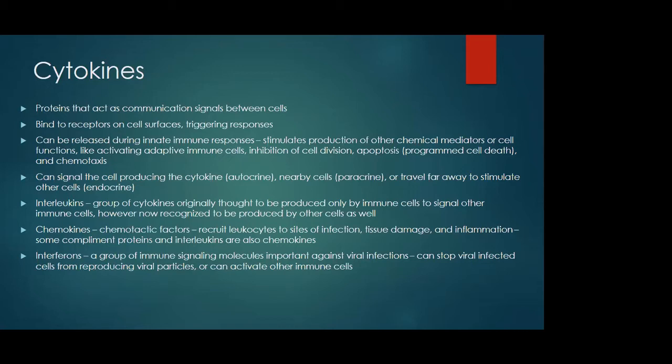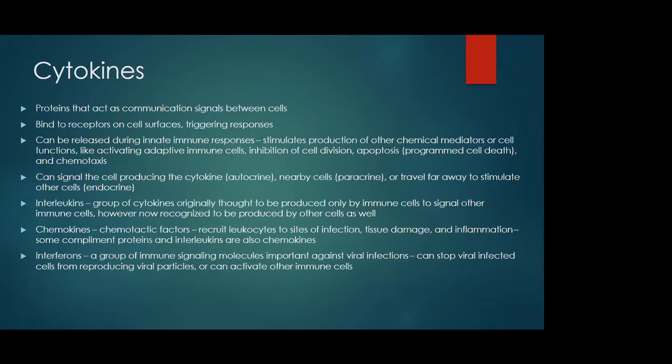Some of our cytokines are called interleukins. There are a number of them. They are specific proteins made by immune cells to signal to other immune cells. Sometimes they can even be recognized by other host cells as well. They usually have numbers like interleukin 2, interleukin 7, interleukin 17. Interleukin 2 is really well known for beefing up the immune response and activating adaptive immune cells like T cells and B cells.